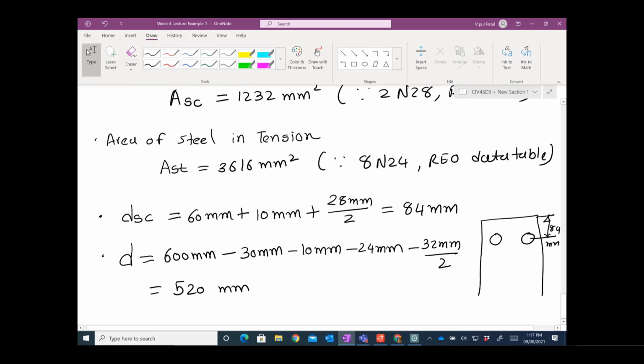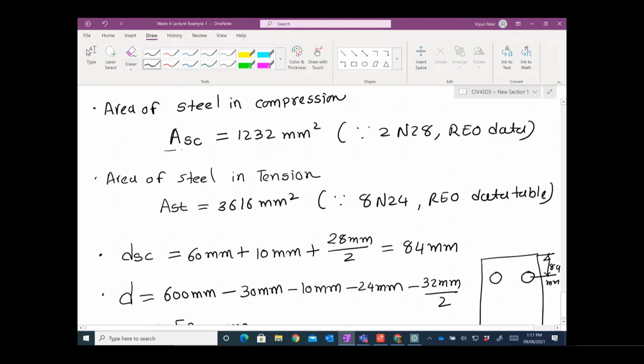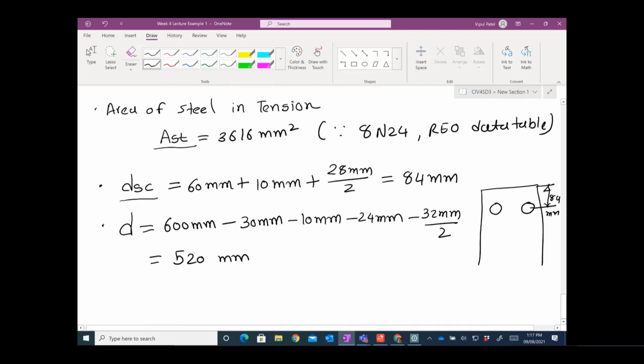So what have we done so far? So far we calculated the area of the steel in compression, easy, the area of the steel in tension, and we found the distance from the top of the beam to the compression Rio, and small d, which is to the tension Rio.